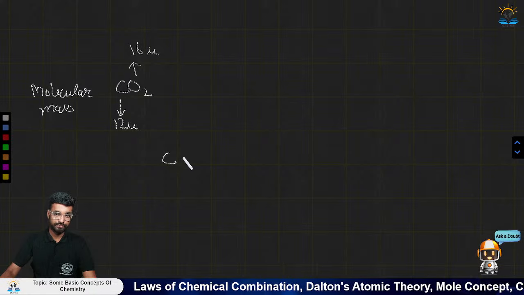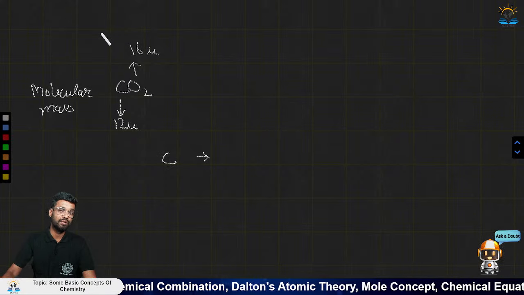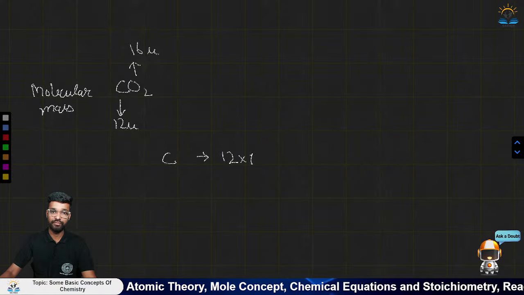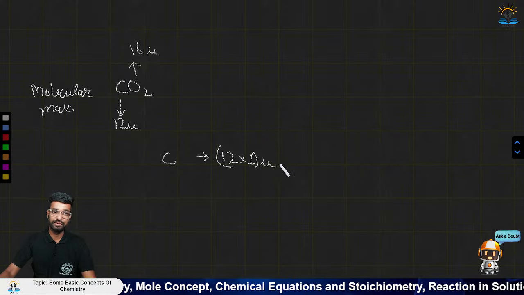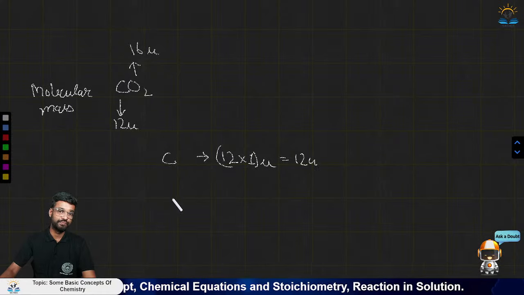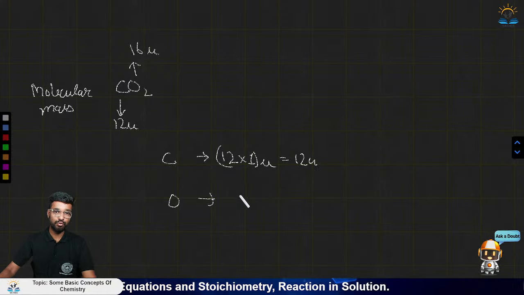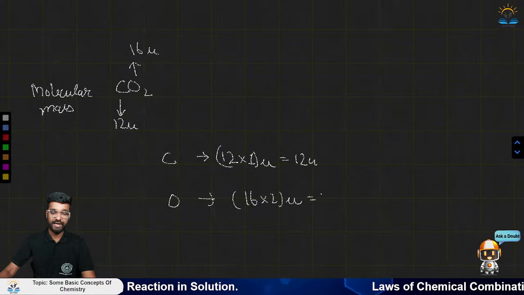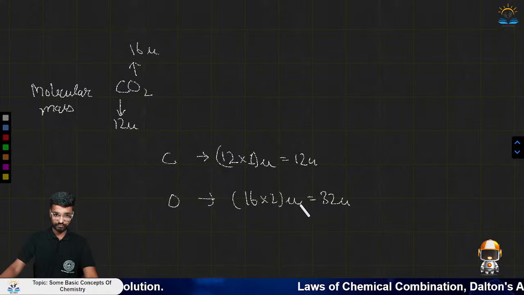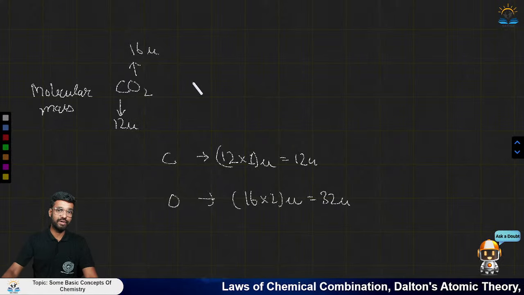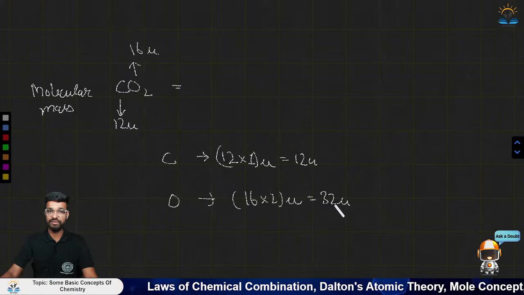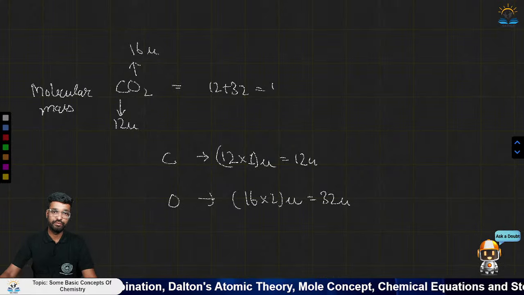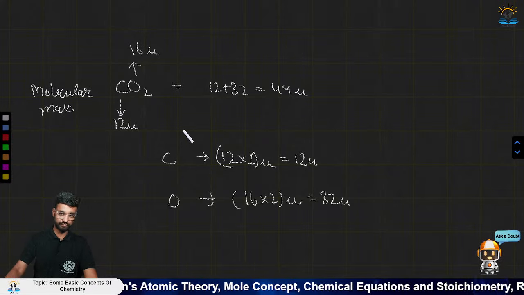For carbon, we have one carbon present in this compound, so we multiply 12 by 1, which is 12 u. For oxygen, there are two oxygen atoms present, so 16 multiplied by 2 is 32 u. The overall molecular mass of CO2 will be simply the addition of these two, that is 12 plus 32, which is 44 u.